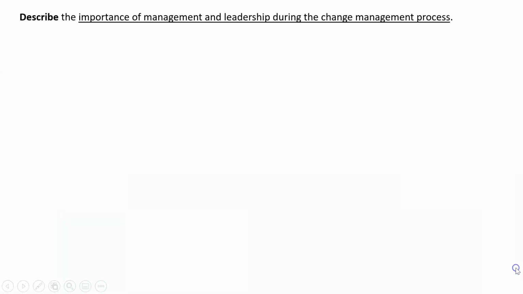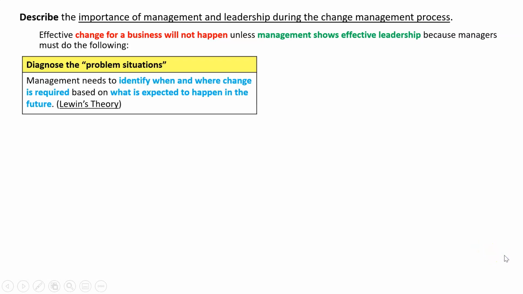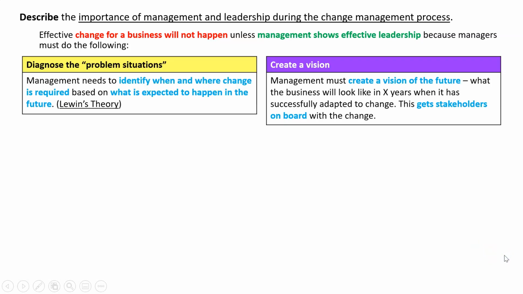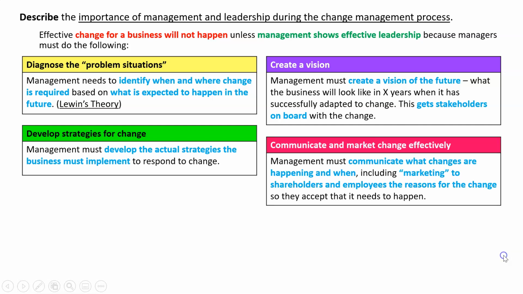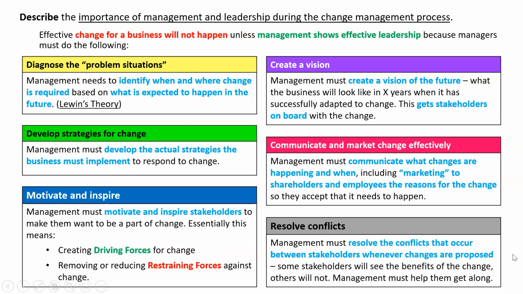So there's a sort of sub little topic here at the start of our chapter which said, describe the importance of management and leadership during the change management process, possible exam question. And we just want to say something like, change won't happen unless management shows effective leadership, and specifically point out some things they could do. They're the ones that need to diagnose the problem situation, what needs to change, create a vision, develop the actual strategies for change, communicate the changes effectively, motivate and inspire people. So if you want to link it to Lewin, create more driving forces than restraining forces, and resolve any conflicts that occur. So that's why leadership's important.